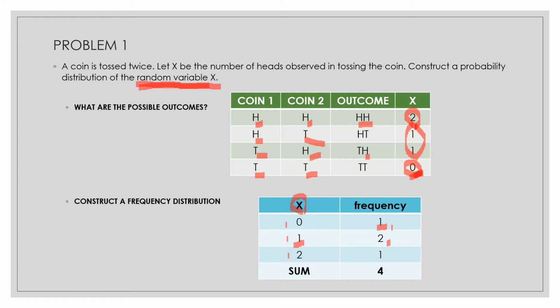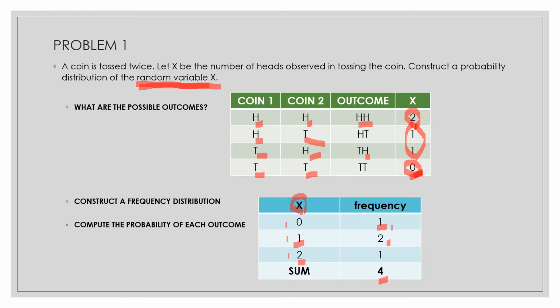And finally, 2. For our random variable x, 2, frequency niya is isang beses lang siya lumabas, diba? So isang beses lang dito. That's why we have 1, 2, 1 as the frequencies of 0, 1, and 2, respectively. And if we get the sum of the frequencies, 4, which means that there are 4 possible outcomes.